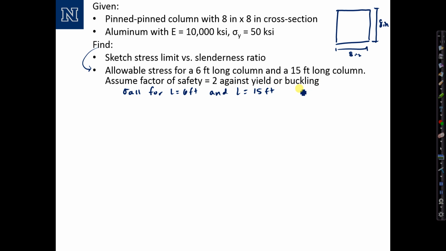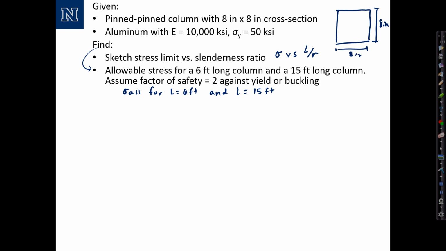In order to have a better understanding of what's going on and how the length affects the consideration of both yield versus buckling, we'll plot an overall stress limit versus slenderness ratio. That would be sigma versus L over R. And we'll interpret the answer to the second part in the context of this sketch.